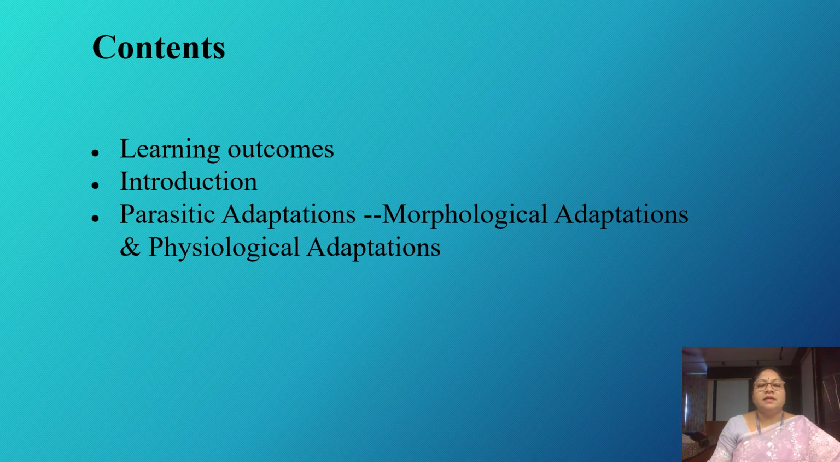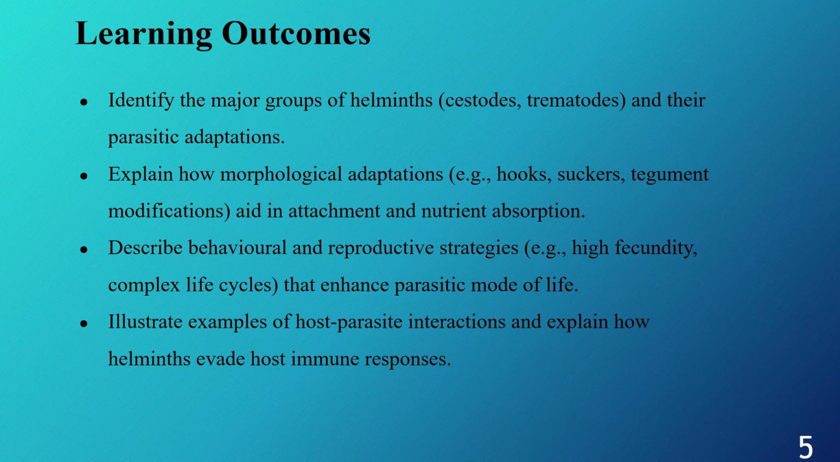The contents in this lesson are learning outcomes, introduction, and the parasitic adaptations, which include the morphological adaptations and the physiological adaptations. The learning outcomes: by the end of this lesson, students will be able to identify the major groups of helminths, the cestodes, trematodes, and their parasitic adaptations.